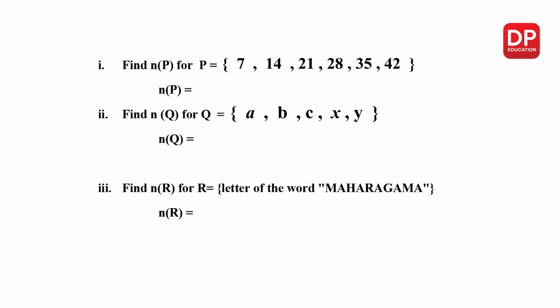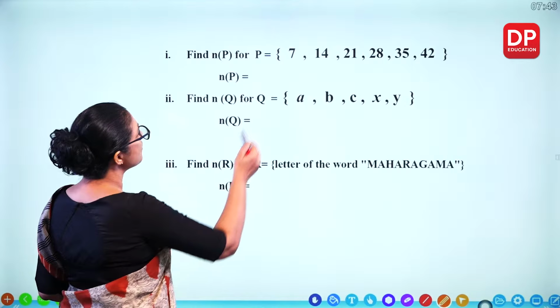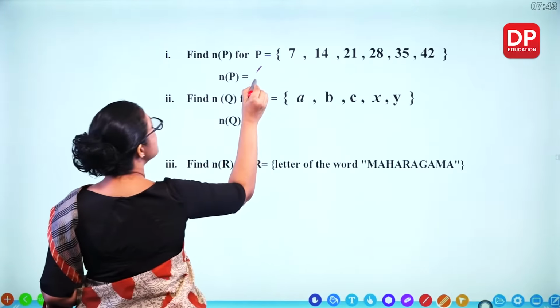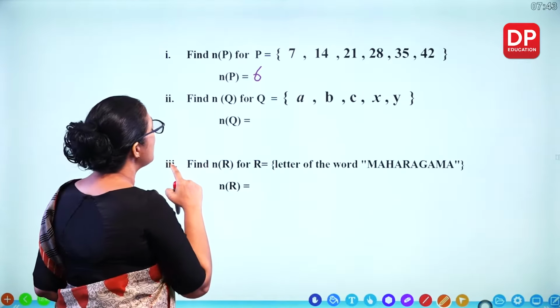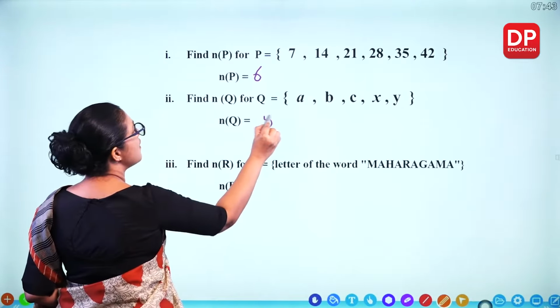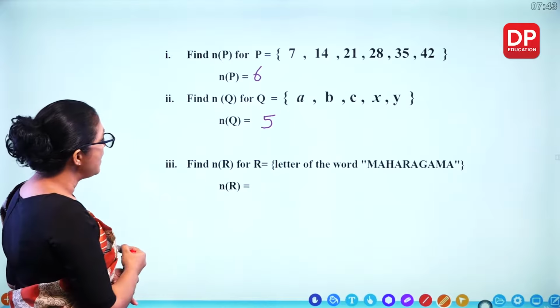Find n(P), number of elements in P. Count 1, 2, 3, 4, 5, 6. 6 elements in P. Q, 1, 2, 3, 4, 5. 5 elements in Q. Find n(R).